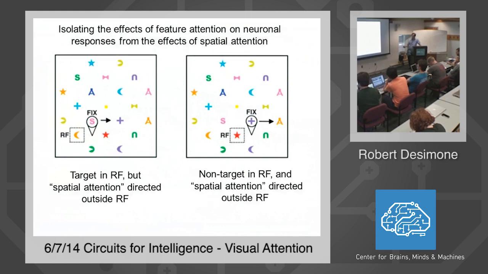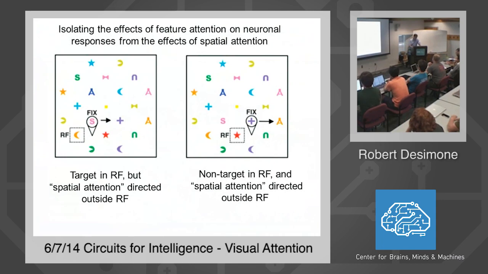Now, for feature attention, what you can do is take a time period where the animal is about to move his eyes to some stimulus, say this one over here, but our receptive field is someplace else, like over here. So the animal is not attending to it spatially. However, it may or may not have the thing that the animal is looking for. So if he was looking for a pink shirt, there may or may not be a pink shirt in that field. We can ask how the response to the pink shirt varies depending on whether the animal is looking for pink shirts or blue shirts or something else or a shoe, whatever. And so we can compare those two situations, spatial versus feature.